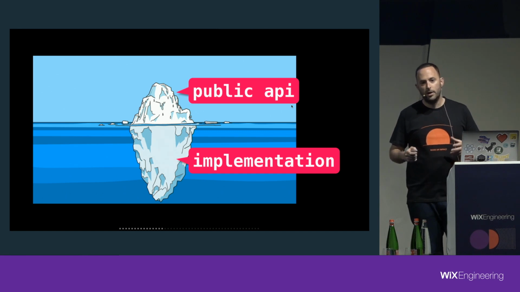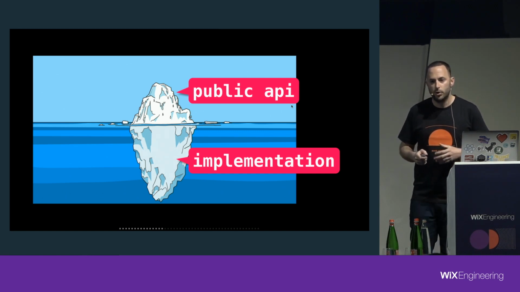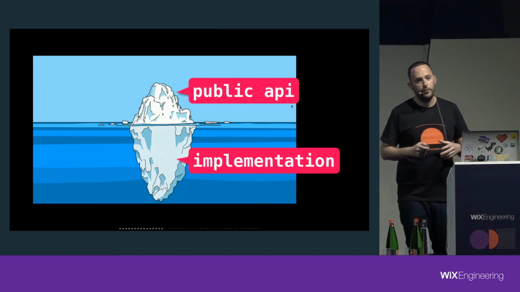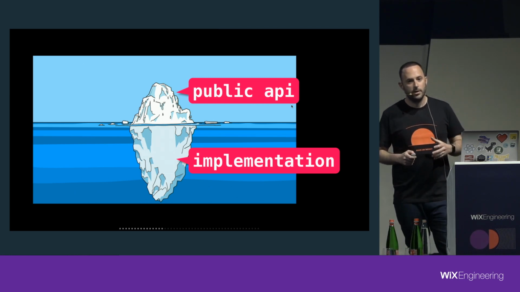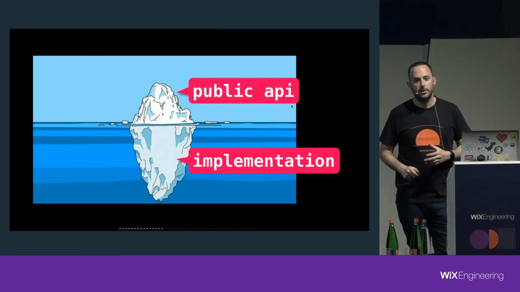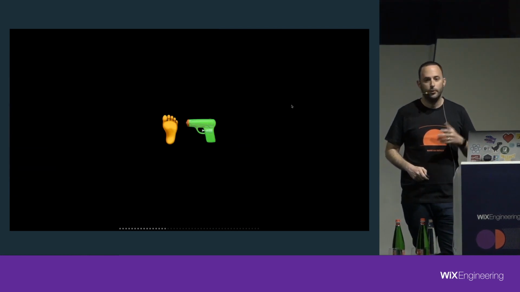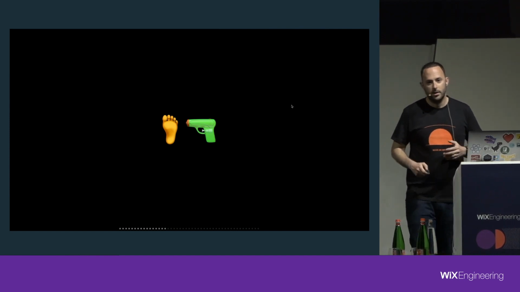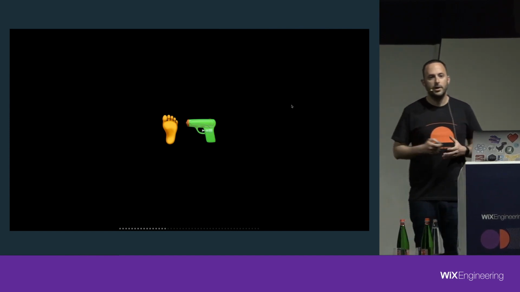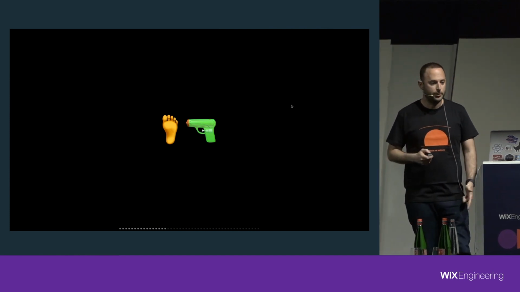So the structure I'd like to follow for the rest of this talk is to keep showing you these examples of very innocent-looking code. And then we're going to see what is it about this code that makes it into a foot gun. A foot gun, if you're not familiar with this term, is a piece of code that, again, looks pretty innocent, but without noticing it, you're actually shooting yourself in the foot.